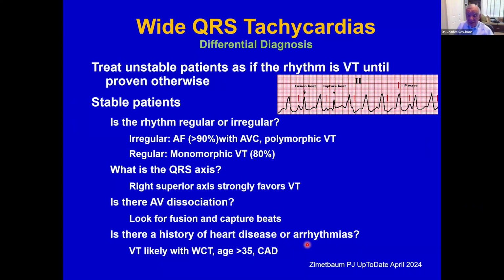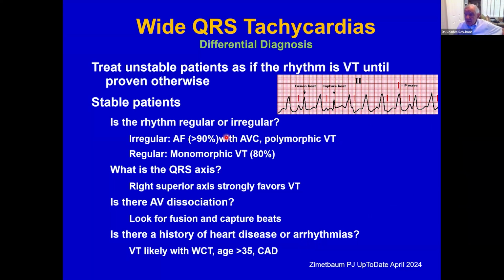So considering ventricular tachycardias, number 1, treat unstable patients as if the rhythm is VT until proven otherwise. If you guess, you'll almost always be right. For stable patients, is the rhythm regular or not?